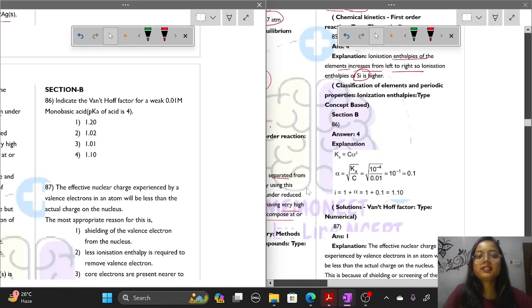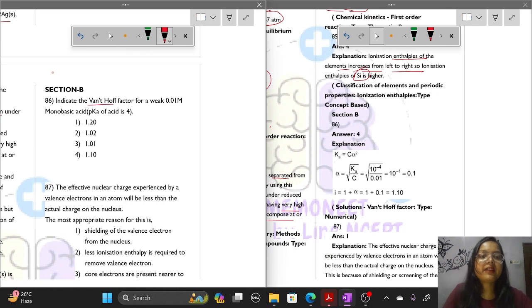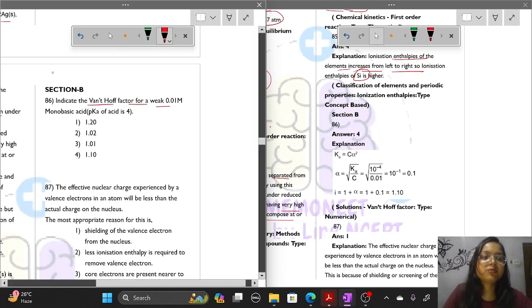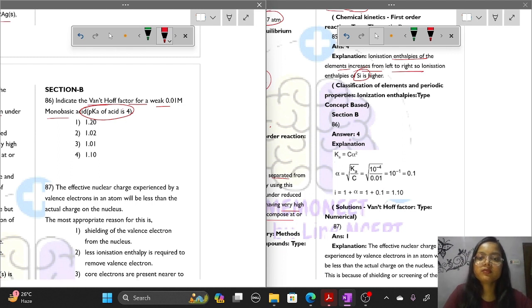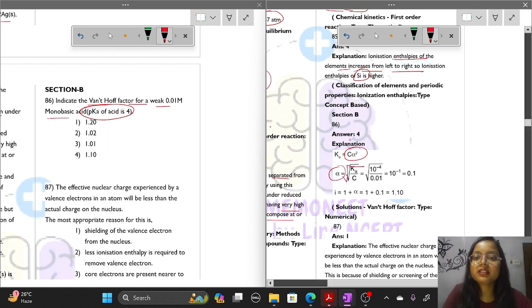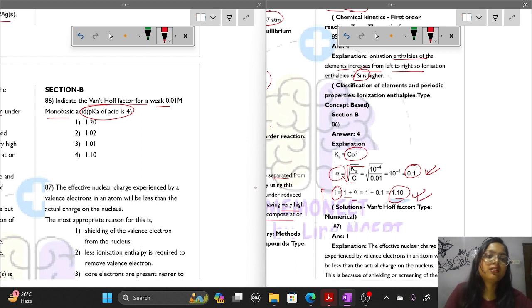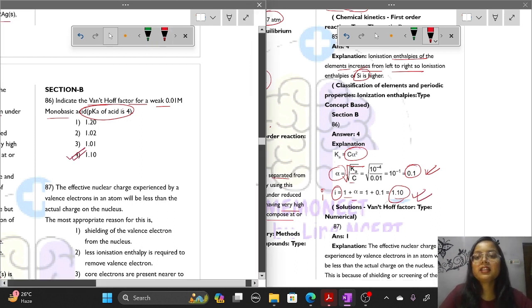Question number 86. Indicate the Van 't Hoff factor for a weak 0.01 molar monobasic acid. pKa of the acid is given as 4. So Ka equals concentration into alpha square, and alpha comes out to be root of Ka by C, which comes out to be 0.1. We know that Van 't Hoff factor is 1 plus alpha, which comes out to be 1.10. Option number 4 is the correct option.